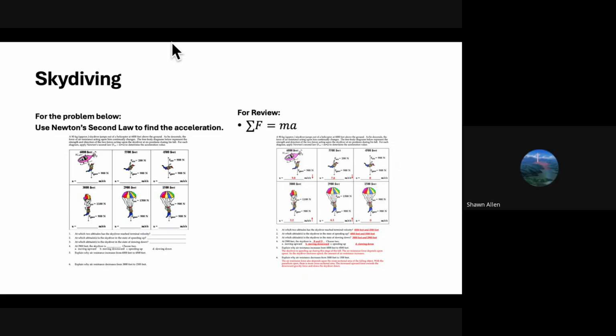And then there's terminal velocity and cross-sectional area. Okay. 4,500 and 1,500.